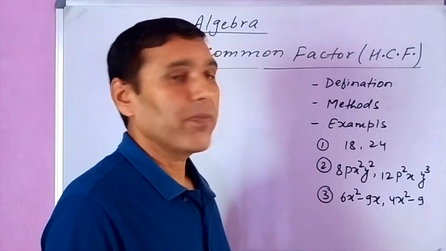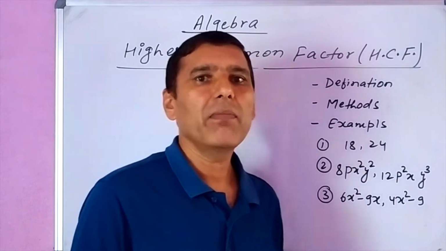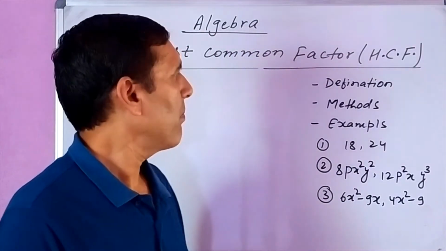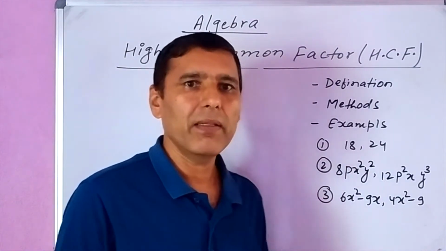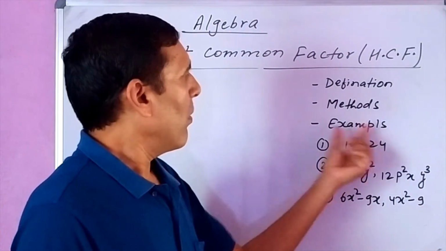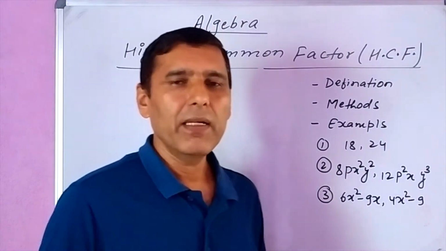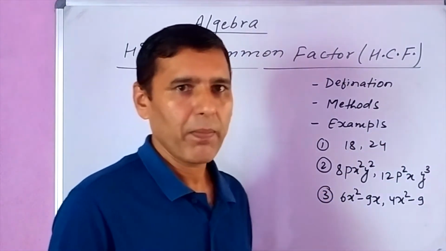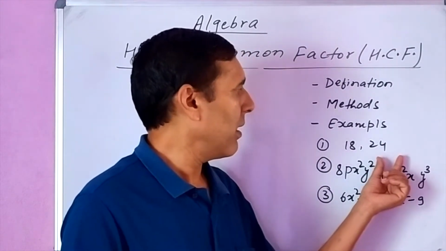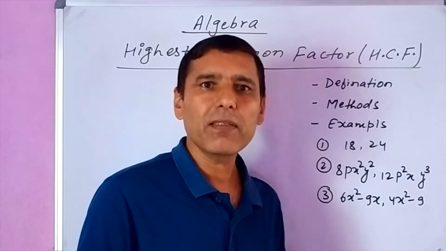We have two methods for finding the HCF. One is the division method, another is the factorization method. Here we find the HCF by the factorization method. Now we try to understand it in a better way with the help of examples. First I am taking two numbers to understand what HCF is.